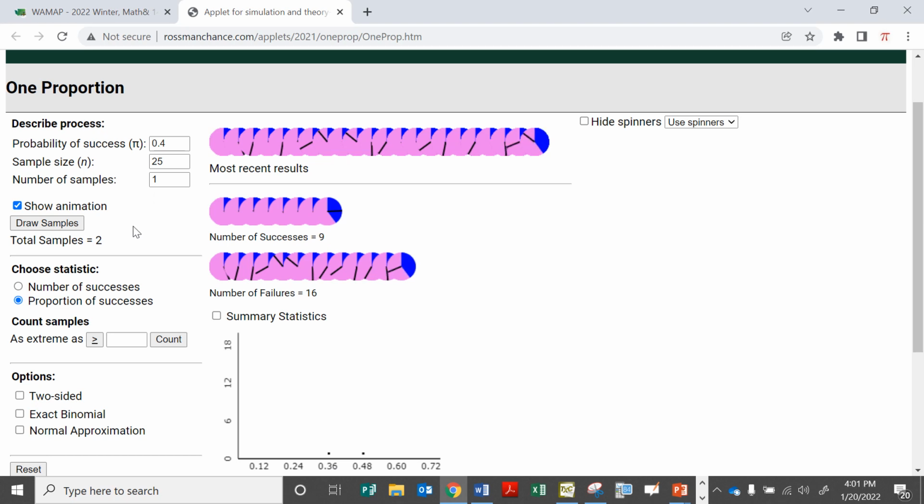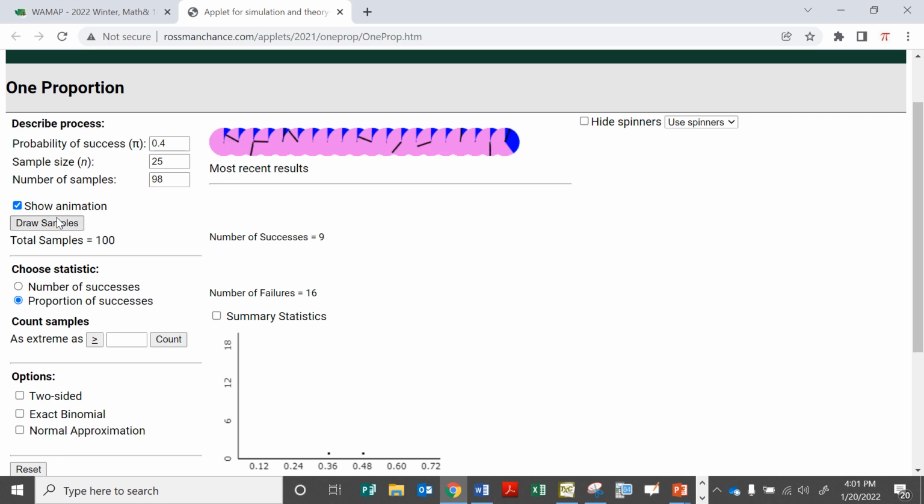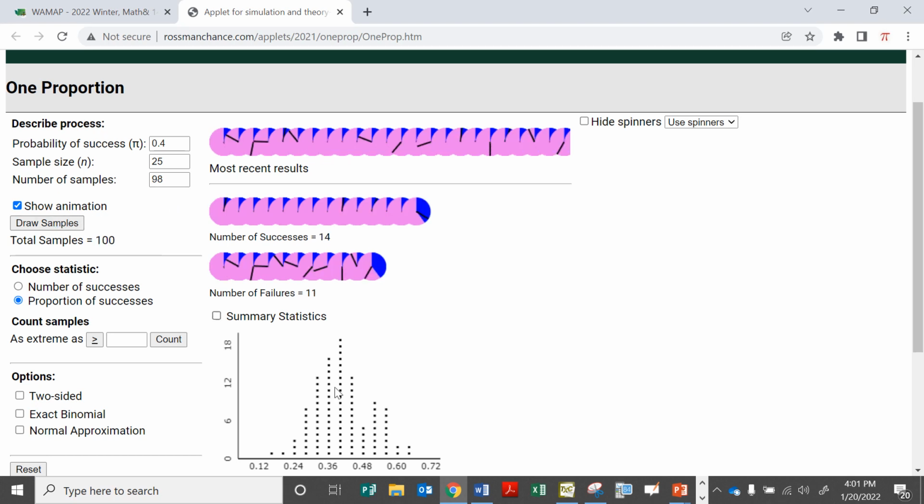And so, of course, what we want to do, though, is have a sense of, if we simulated this a lot, how often do we expect results like ours? So let's do this 98 more times and see how that works out. All right, so there's our sampling distribution.